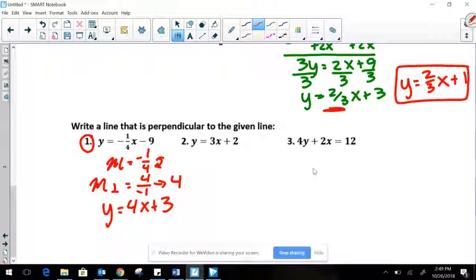Okay, so that's all we are doing today for parallel perpendicular. Make sure you are completing the classwork so you get that extra practice in of finding those slopes.